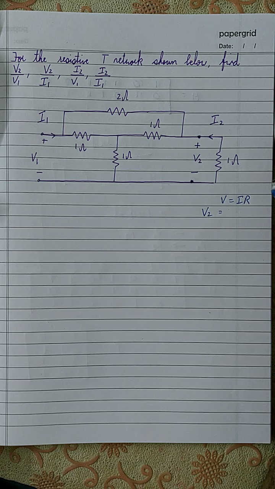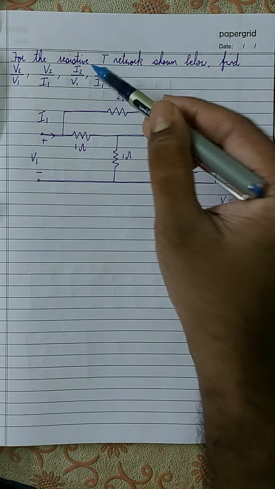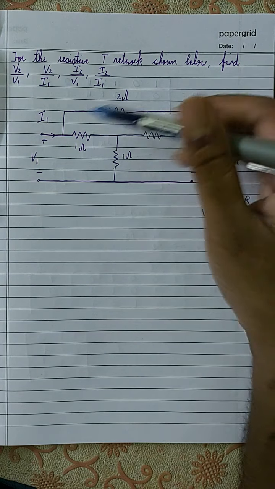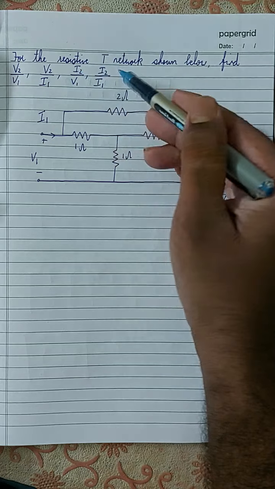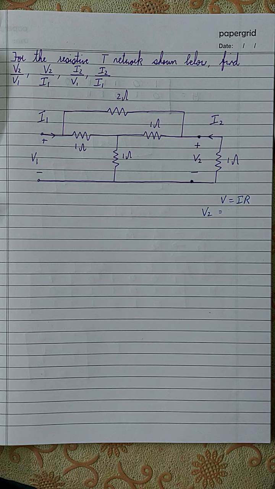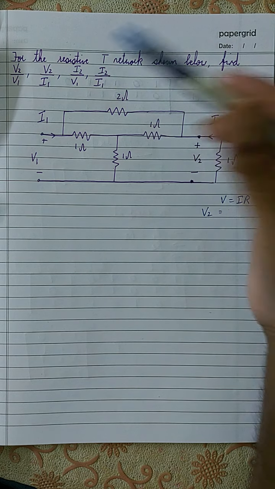Also, this circuit is called a T network because this is the shape of a T. And since there are no inductors or capacitors or anything like that, it is called a resistive T network. Now you need to look for V1, I1, V2 and I2. You need to look for all of those four parameters if you want to find your answer.